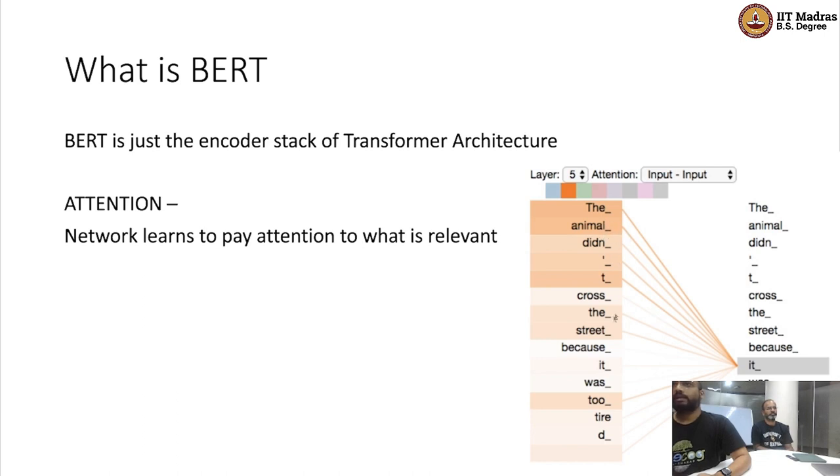A demonstrative example of that phenomenon is this. If a sentence is, the animal didn't cross the street because it was too tired, how do you know what the word it is referring to? For you as an English speaker, it's pretty clear that it is referring to the animal. But how do you teach a network to pay attention to this particular part of the sentence when you are processing it? The network here is learning that when you're processing the word it in this whole sequence, you're paying a lot of attention to this, because that is what it is referring to. So each word has a relative importance to all the other words. That is what attention is.